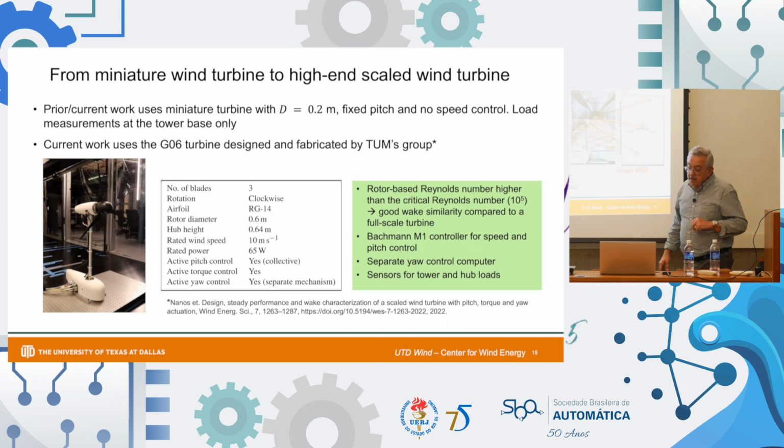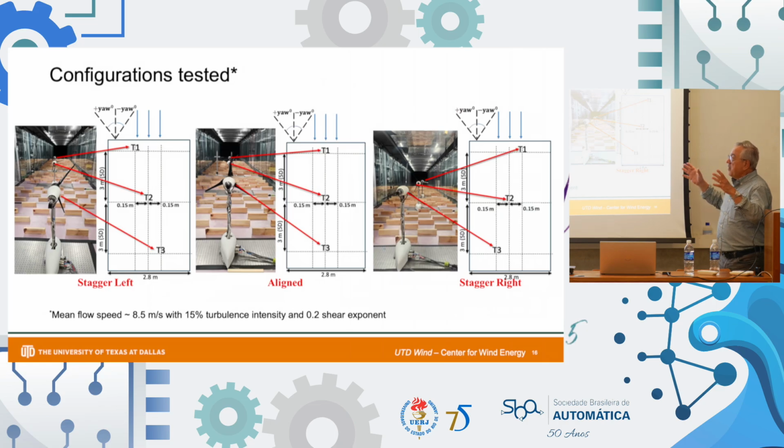So here we cannot put them side to side, because the size of the tunnel is about 2.8 meters, it's more than 2 meters wide and more than 2 meters tall, and if we do that, then we end up with blockage effects due to the walls that are not real in a wind farm. But we can put them in line.